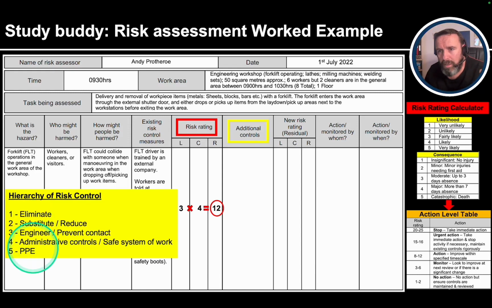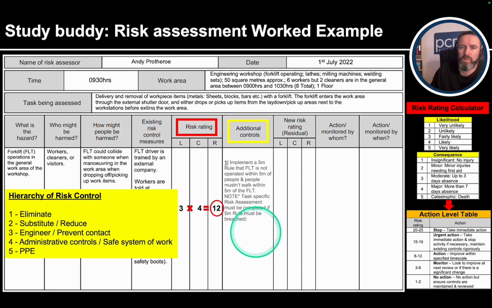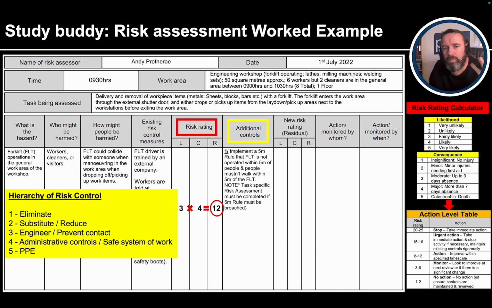There are multiple hierarchies of controls. These are the general type that you will see on a normal risk assessment course, but please do not think they are the only ones, because hierarchies of control exist in other specific legislation as well in the UK. So additional controls, what are we going to say we're going to do?